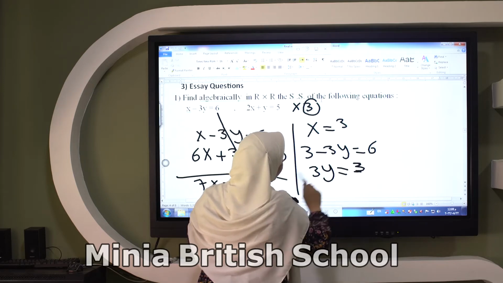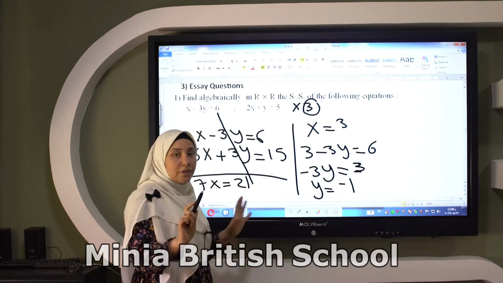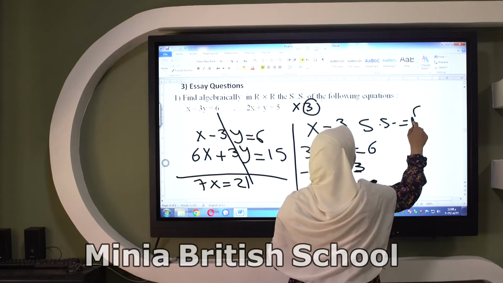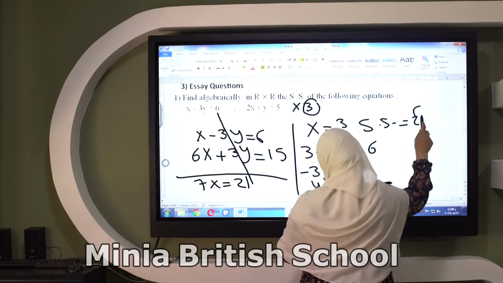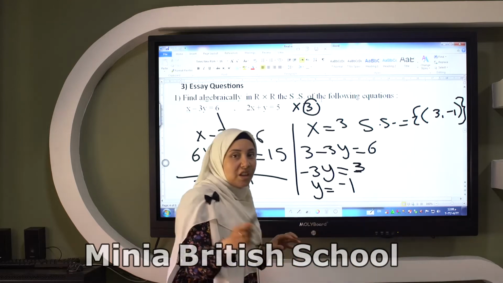Then x equals 3, then y equals negative 1. Then the solution set must be written as a set of ordered pairs: the ordered pair (3, negative 1). Clear? Next question.